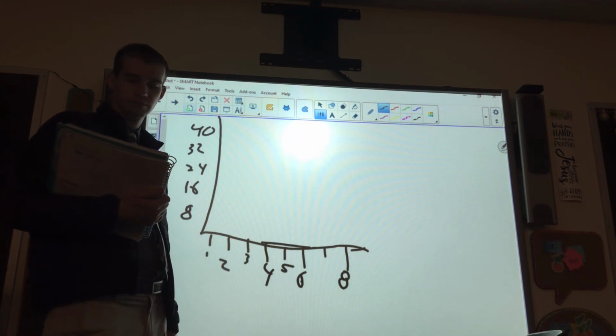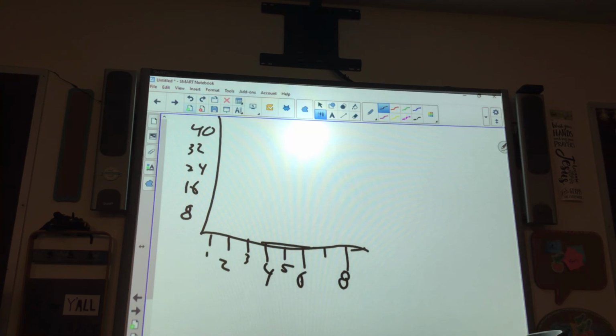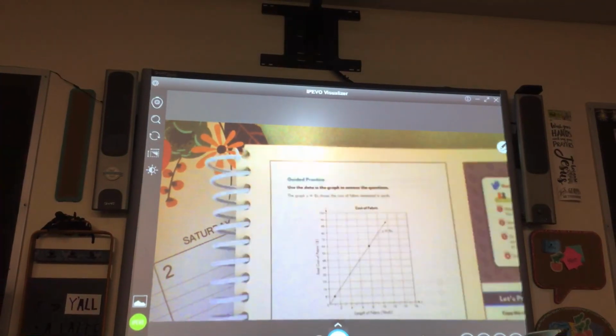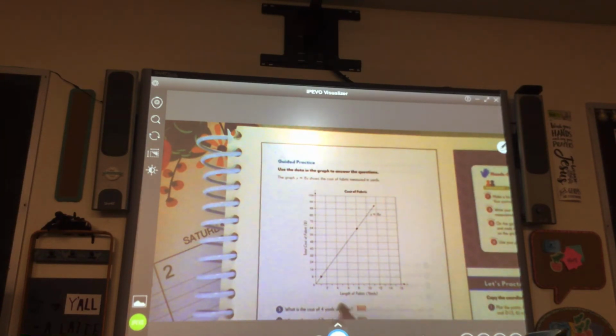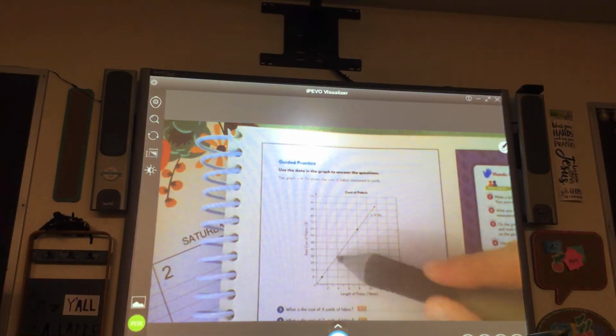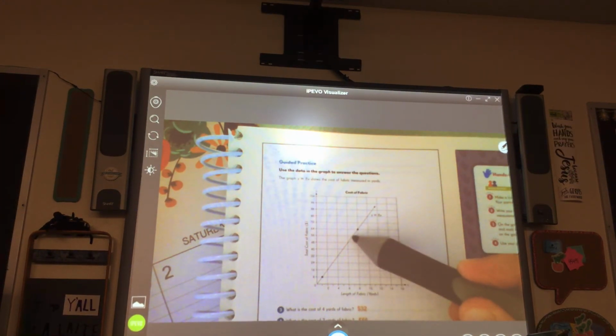On page 135. Fifth grade, it's not working for me. Yeah, if you follow it on up. Across from 4, we go up, it hits 32. Across from 7, we go over to 7, we go up, we get about what? 56. Yeah, 56, maybe a little bit less than 56.